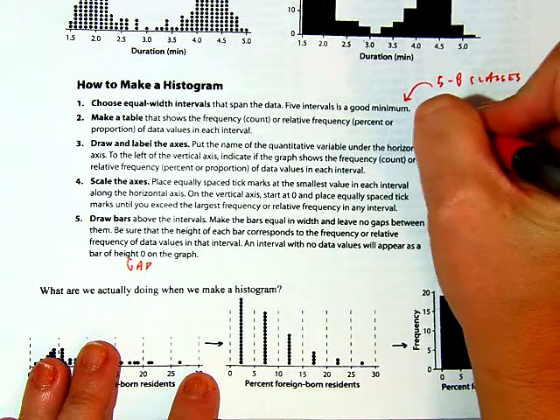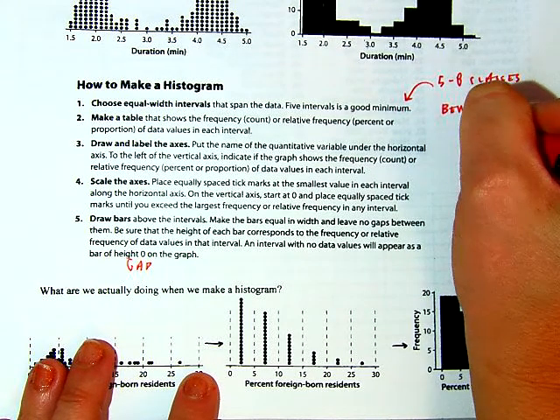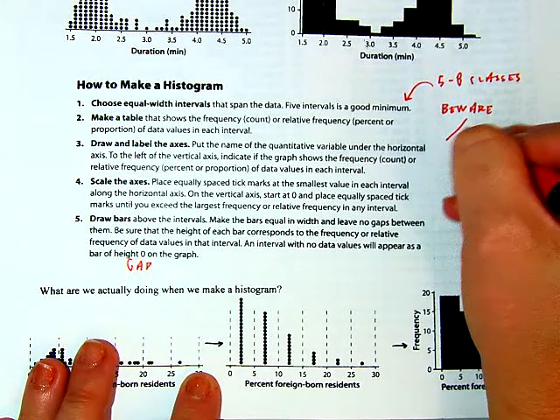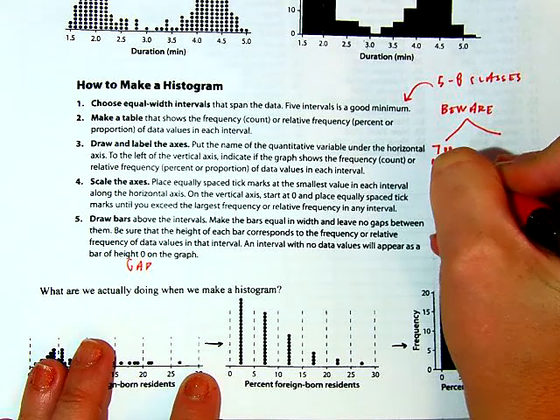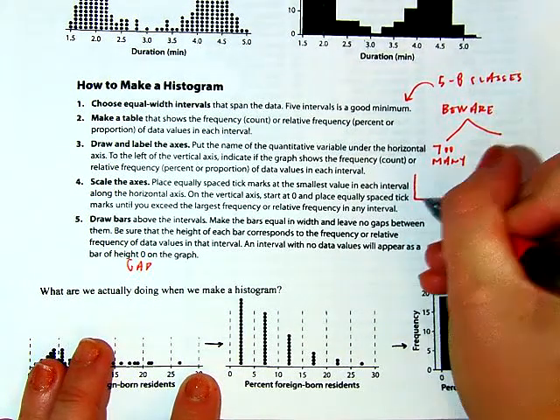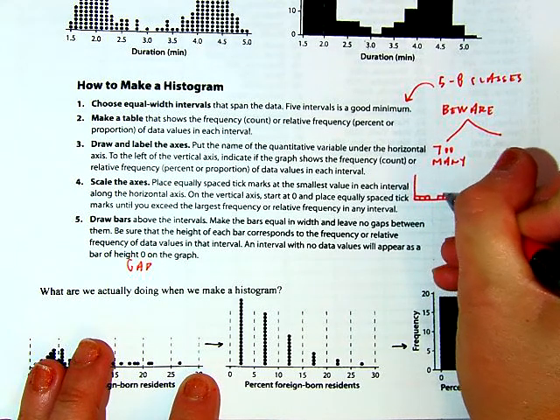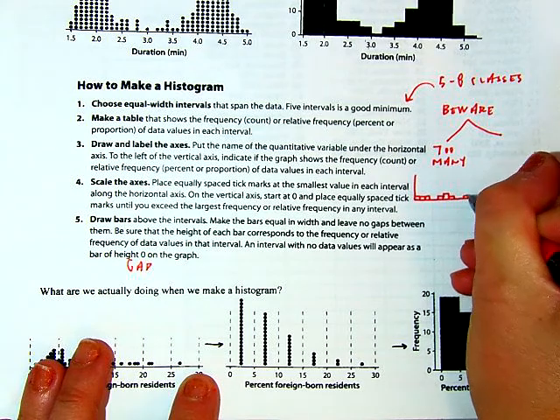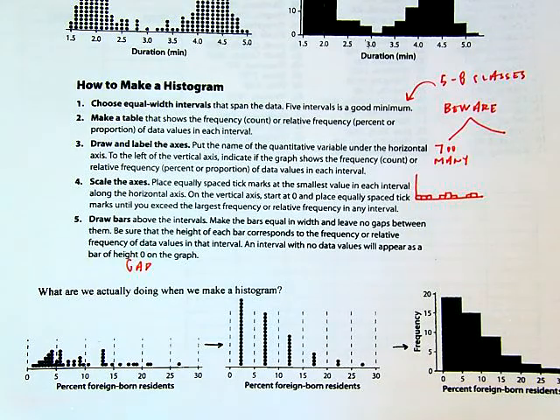I want to give you a little beware. Beware of picking too few classes or too many. If I pick too many, this is what could happen. If I pick too many classes, it's not going to tell me a whole lot because I'm going to have a lot of gaps, a lot of really short bars like this. That really doesn't tell me any story. That doesn't really tell me what the data is trying to show.